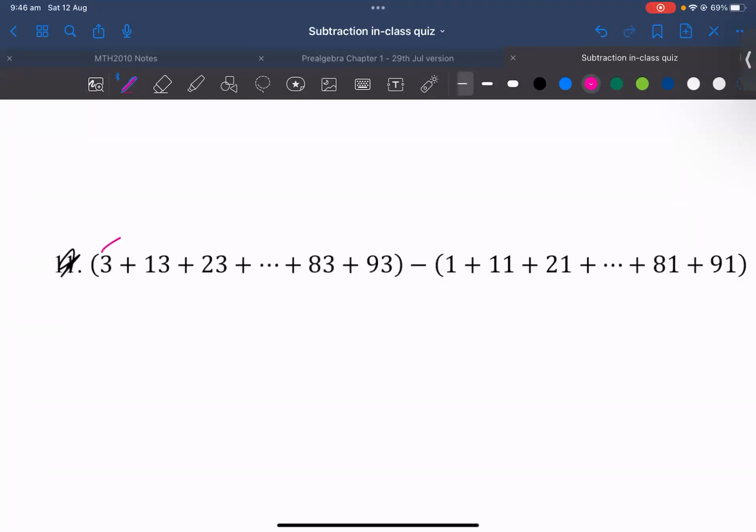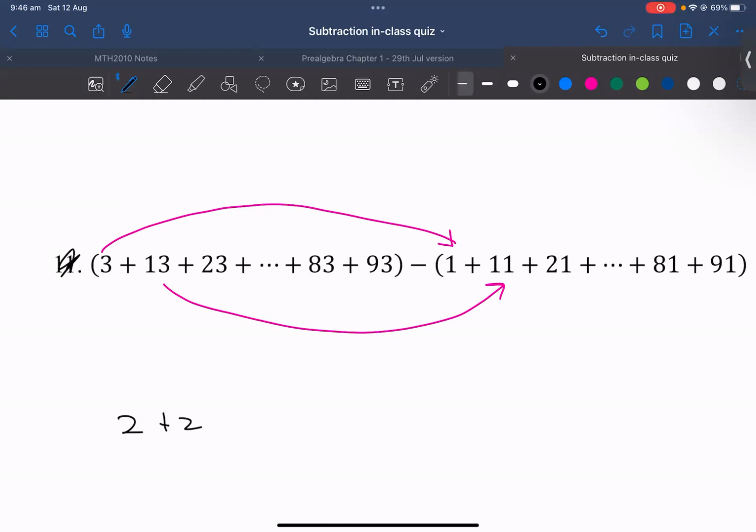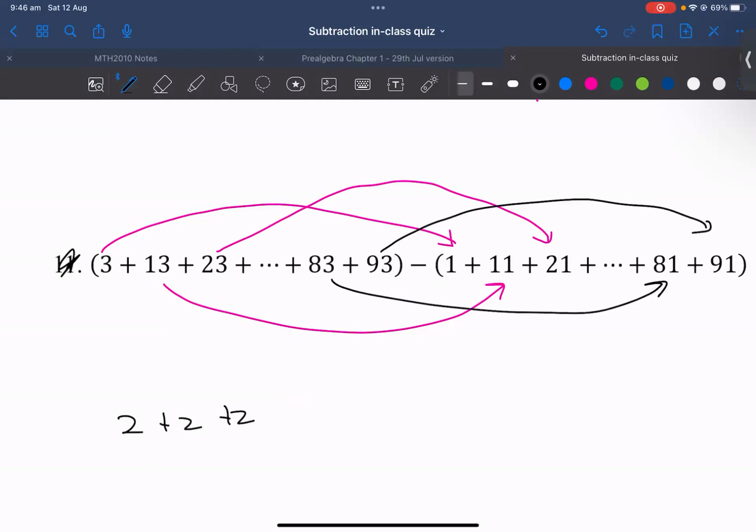What if I pair this 3 up with this 1? If I pair this 13 up with this 11, then I'm subtracting 13 minus 11, it's 2. 23 minus 21, 2. Do you see a pattern now? They're all 2s. And 93 minus 91 is 2. 83 minus 81 is 2. How many of these 2s are there? How many pairs are there?